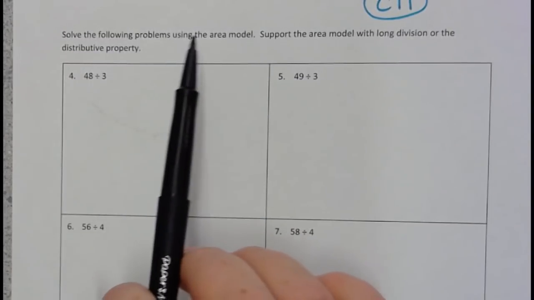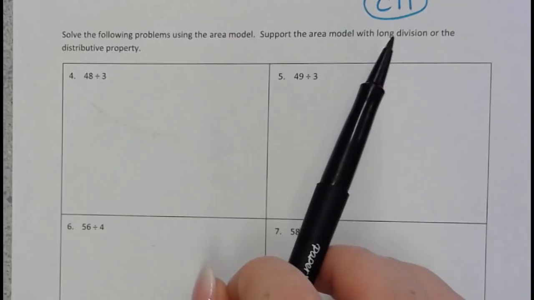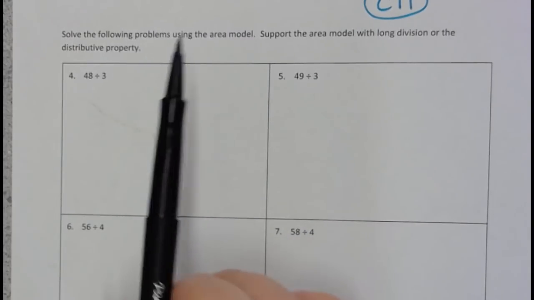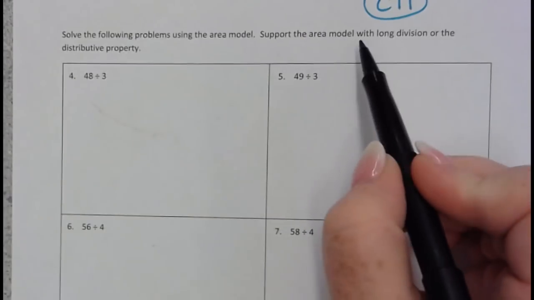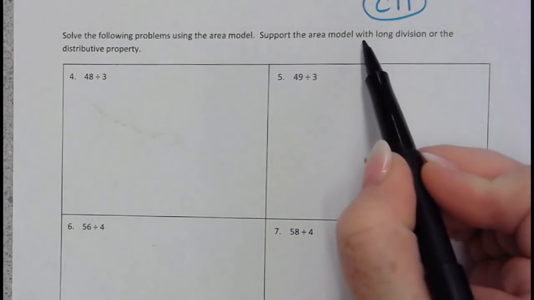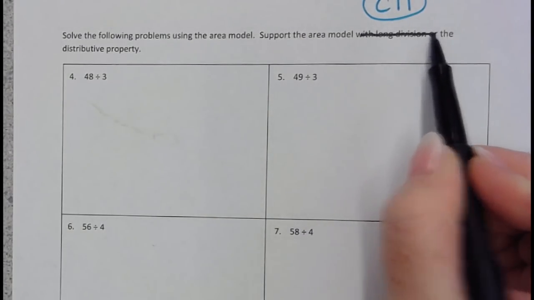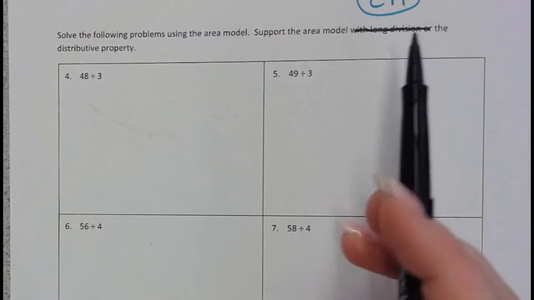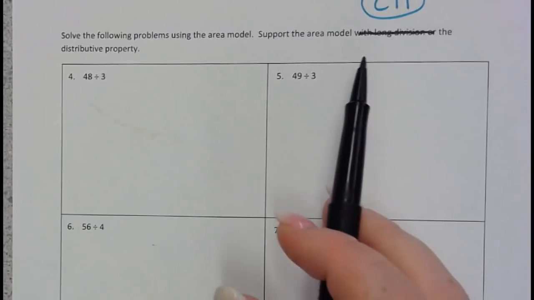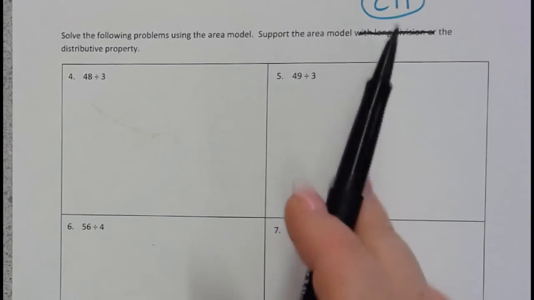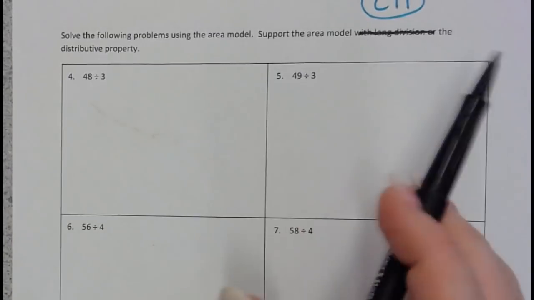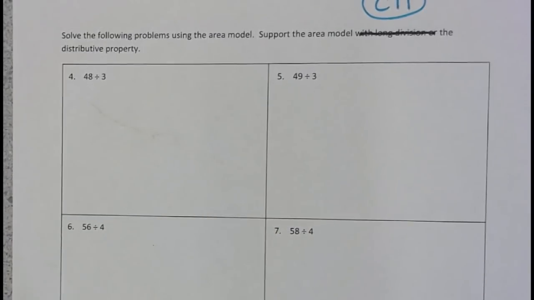It says solve the following using the area model. Support the area model with long division or the distributive property. And so the distributive property is what I want you guys to do. So don't worry about long division. Long division is actually not a strategy that we need to know until we get to 6th grade. So we're going to hold off on long division. If you know it already, that's fabulous, but I'm wanting us to explore some other strategies first. So it says support the area model with the distributive property, which is what we did yesterday, and I'll show you exactly what that's talking about.